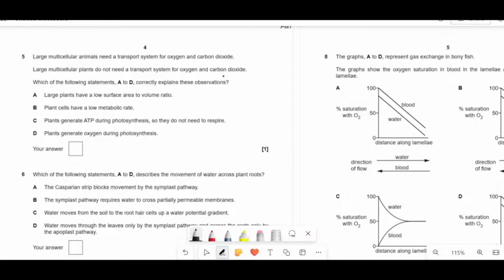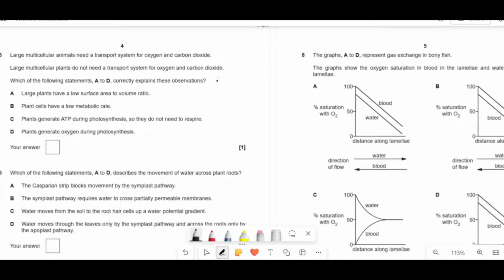Large multicellular animals need a transport system for oxygen and carbon dioxide. Large multicellular plants do not need a transport system for carbon dioxide and oxygen. Which of the following statements A to D explains these observations? So if we have a look, it says large plants have a low surface area to volume ratio. Well, no, that would mean that they would require one, because if you get a thin sheet of ice, for example, and you've got an ice cube, and they're both the same length and height, just their breadth is different, this one's going to melt quicker because it has a higher surface area to volume ratio. So that means the movement of substances in and out can be higher.